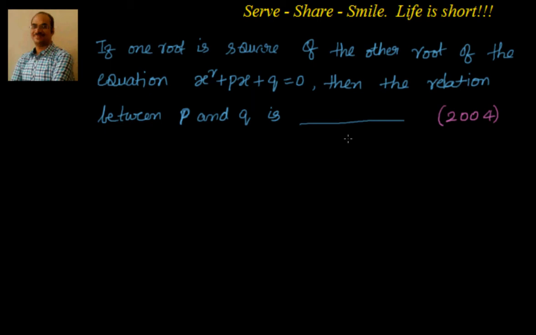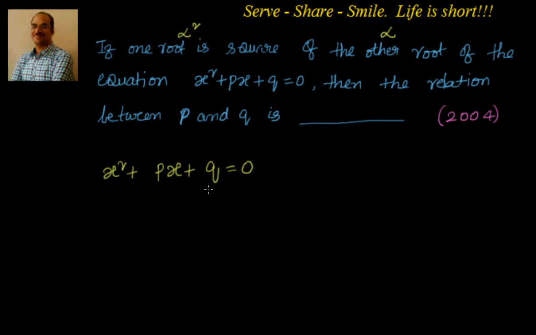Let's look at this problem related to theory of equations. We have been given that if one root is square of the other root of the equation x square plus px plus q equal to 0, then what's the relation between p and q? So once we have been given a quadratic equation, that is x square plus px plus q equal to 0, and we were told that one root is square of the other. So let us take one root as alpha, then the other root will be alpha square.